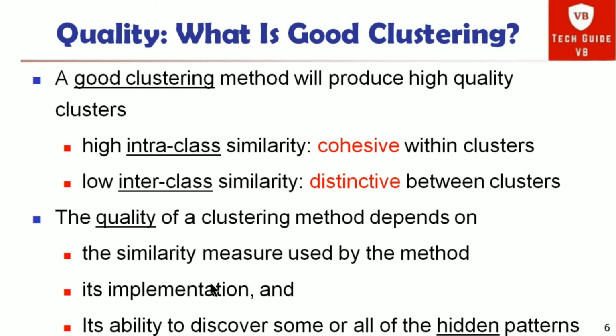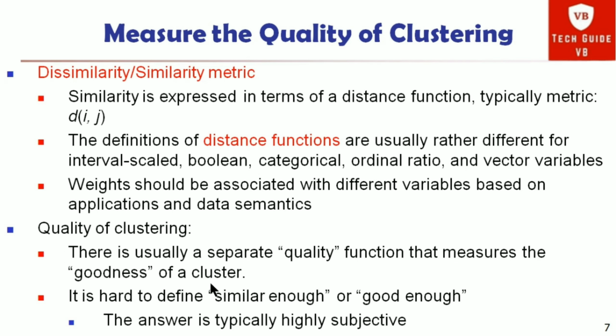So the quality of the clustering method depends on finding and discovering the hidden patterns. Then, how to measure the quality of clustering? There are two metrics, similarity and dissimilarity. Similarity is expressed in terms of a distance function, typically a metric. The definitions of distance functions are usually rather different for interval-scaled, Boolean, categorical, ordinal, ratio, and vector variables.